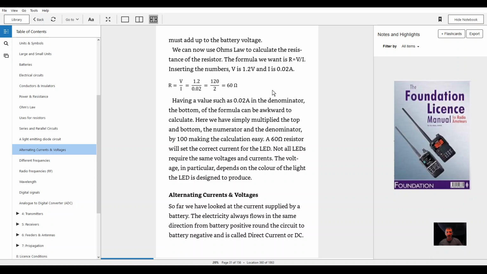Not all LEDs require the same voltages and currents. The voltage in particular depends on the color of the light the LED is designed to produce.